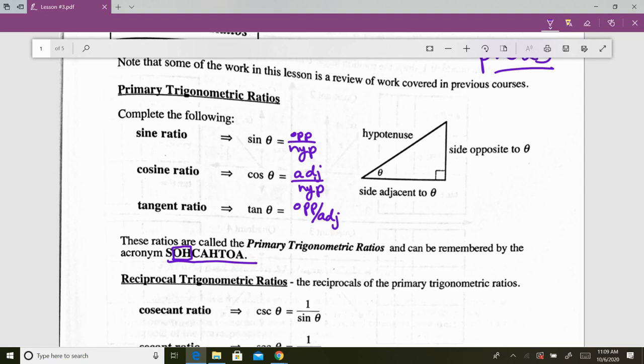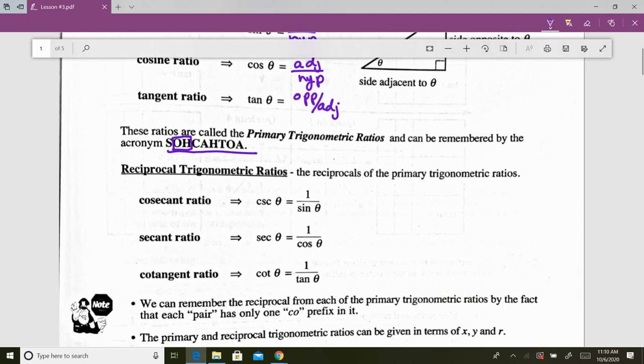There are also the reciprocals, which you probably have not seen. Reciprocal means 1 over. So if you take 1 over sine theta, you get the cosecant ratio. 1 over cosine is the secant ratio. And 1 over tan is the cotan ratio.